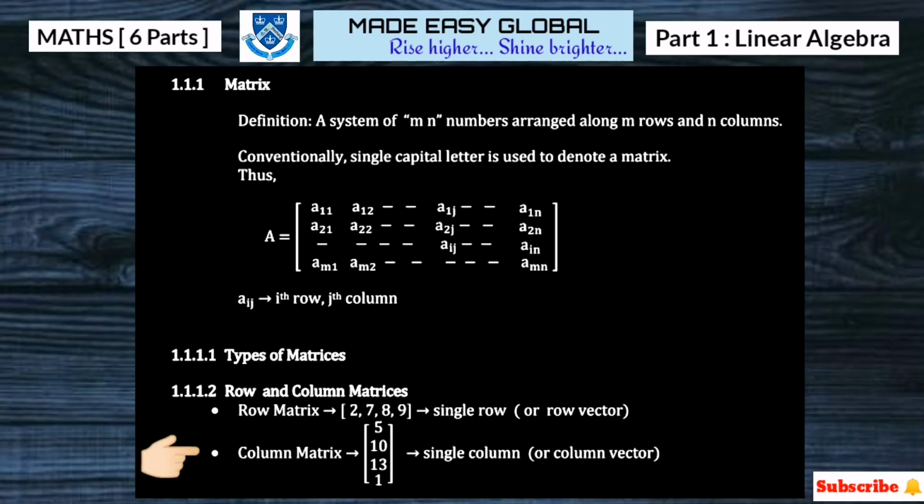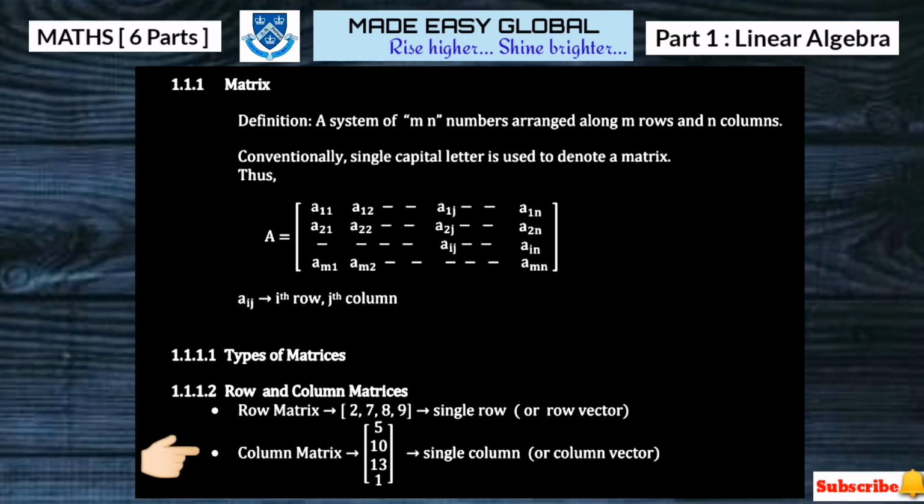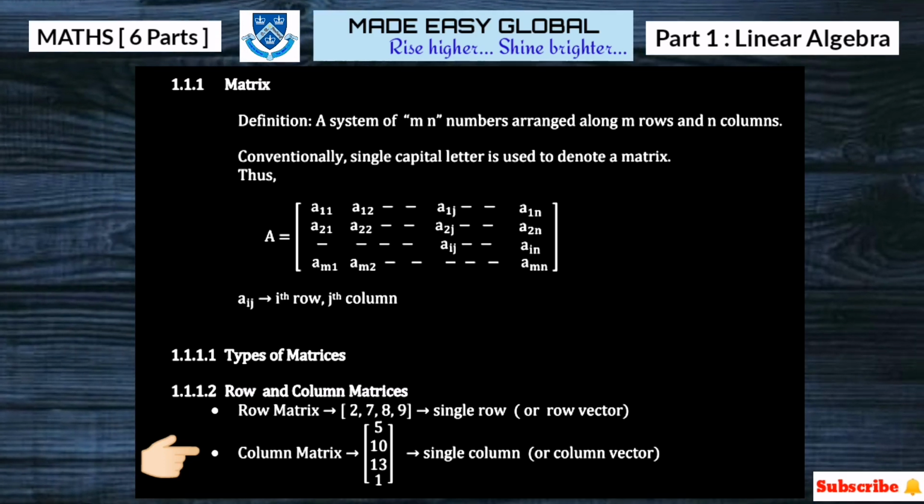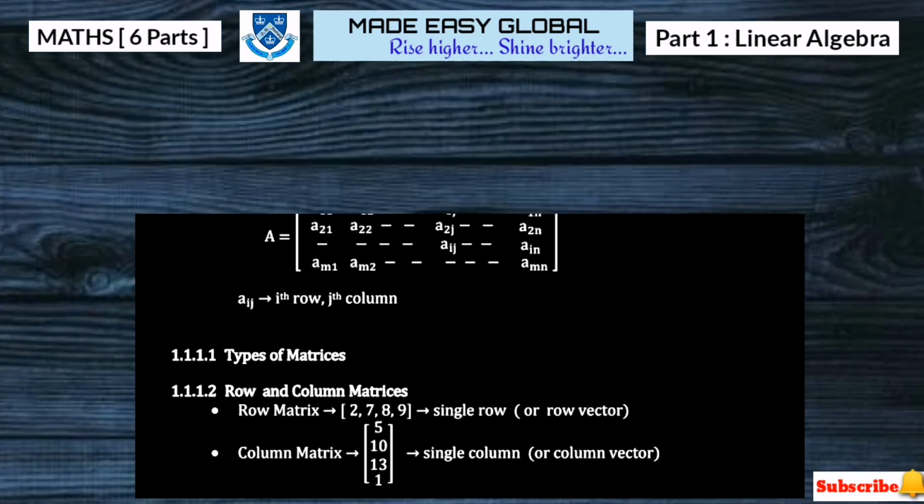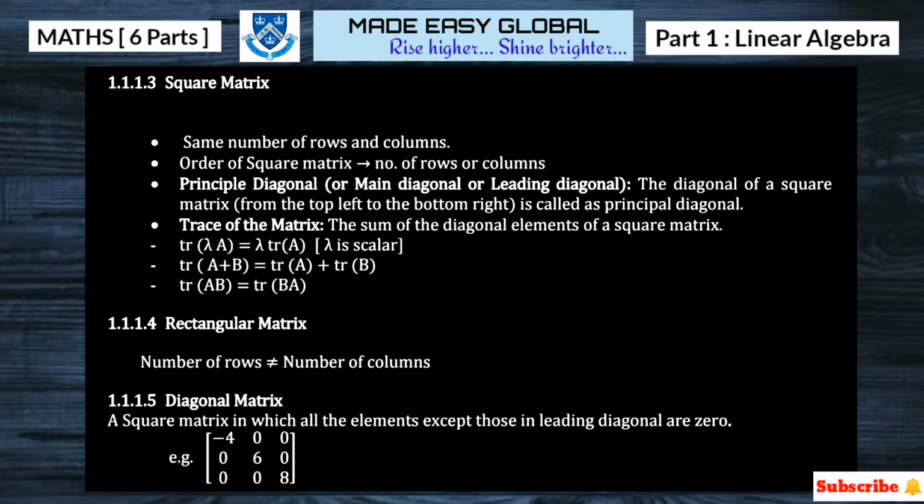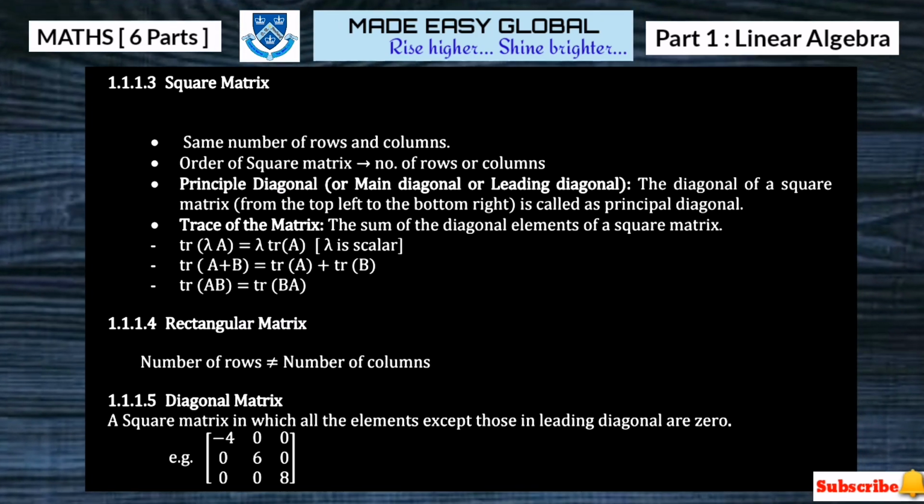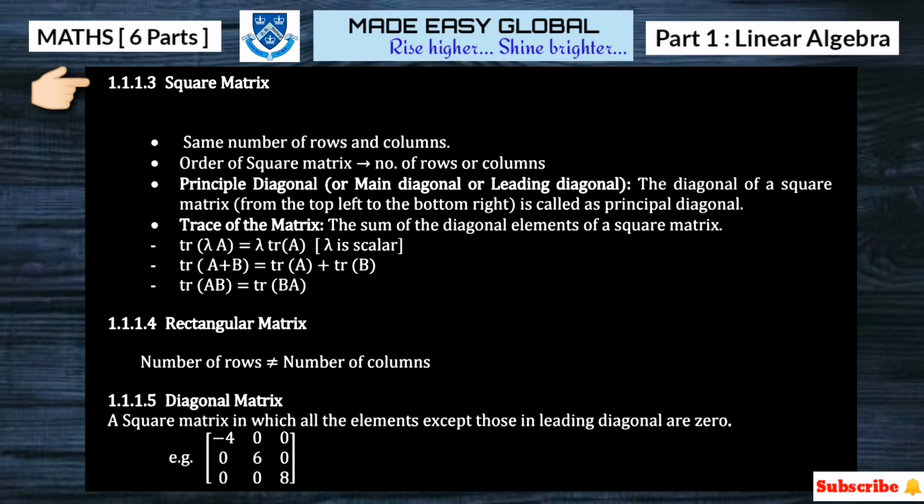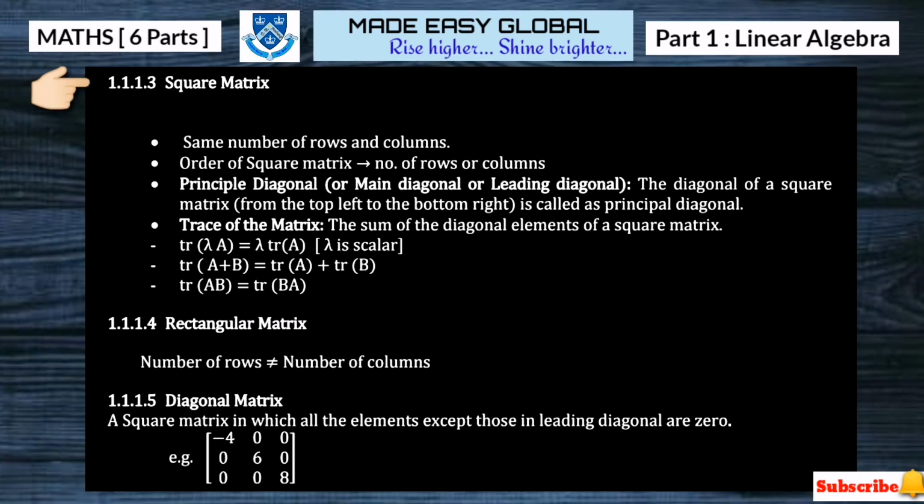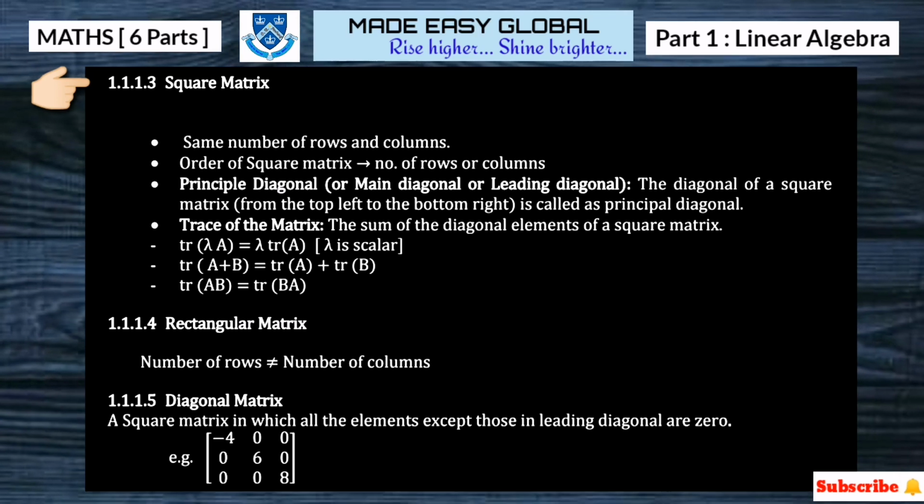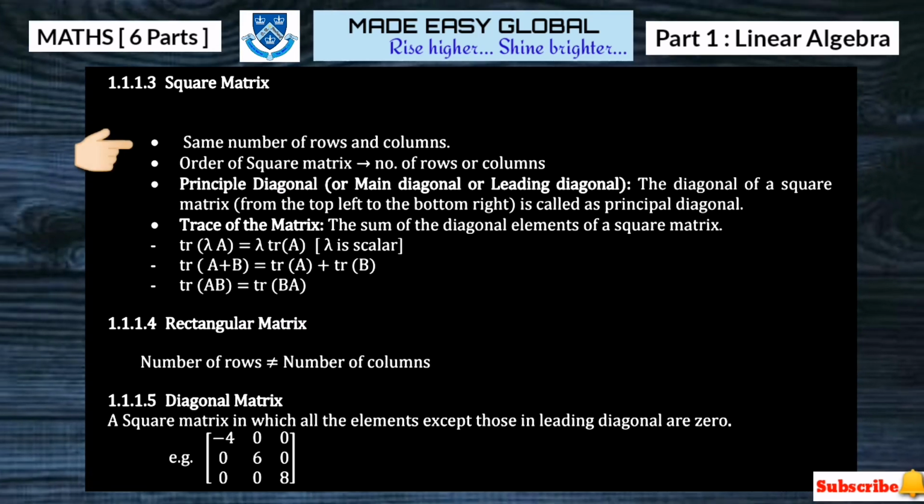Then in the column matrix, it is a single vertical column, or you can say a column vector. Here we have provided the short notes from very basic points, so you need to keep some patience if you are already aware of this type of matrix. The next type is the square matrix. These are the properties for the square matrix.